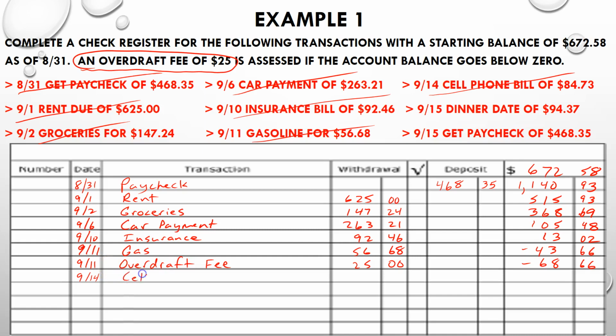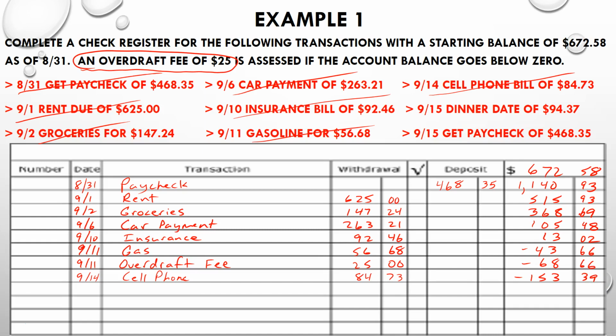you have a cell phone bill that you pay, and that cell phone bill is $84.73. Well, now we're going even further into the negative. All right, so now I'm going to subtract that $84.73, and now I'm in the hole $153.39. Okay, now notice I just went into the negative even further.